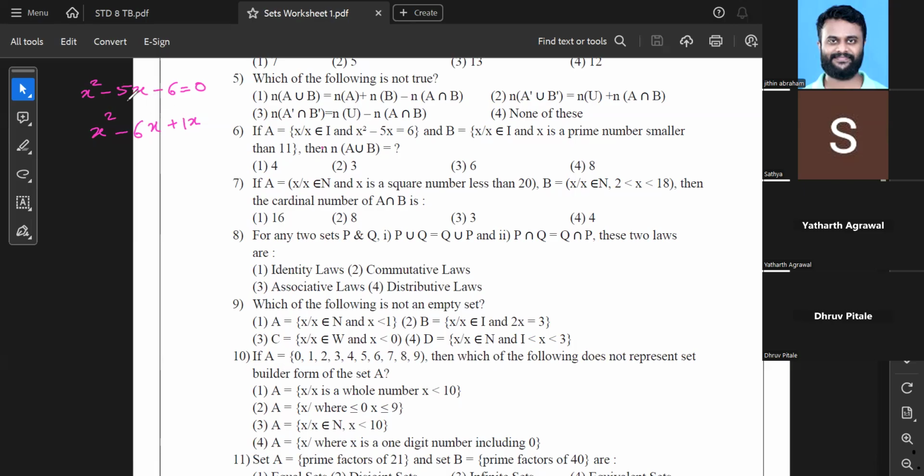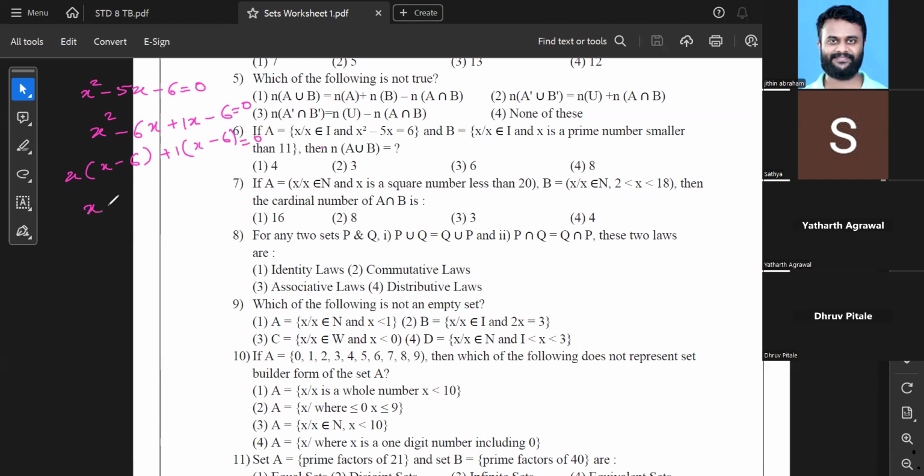So this is the condition. When you add them, you should get the middle number. When you multiply them, you should get the last number. Then I'll write the last number as it is. So this is how I break. And then I take common. I take x common from here. I'll be getting x minus 6. And I'll take 1 common from here, plus 1. I'll be getting x minus 6 over here also, equal to 0.